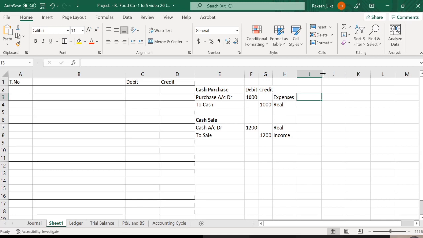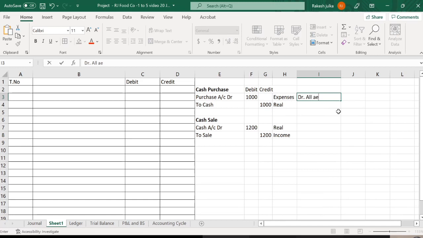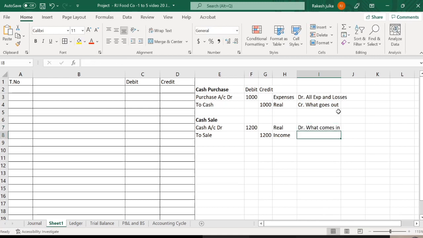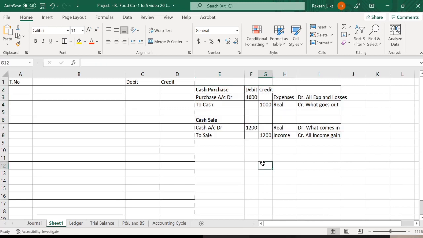Expenses that we know: debit all expenses and losses. Credit what goes out; cash is going. Debit what comes in; cash is coming, balance is increasing. Credit all income and gain. These are the normal journal entries that we do, and we have done this entry in our project. So now I would like to explain the credit sale and credit purchase.